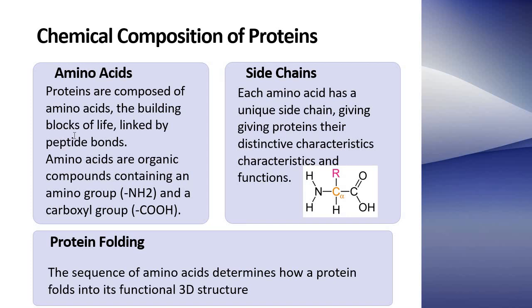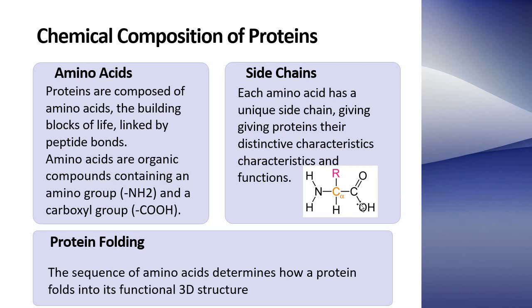Let's talk about the chemical composition of proteins. Proteins are made with amino acids. It is a complex molecule of amino acids. So what is an amino acid? Amino acids are organic compounds which contain an amino group and a carboxyl group. So basically there is an alpha carbon.